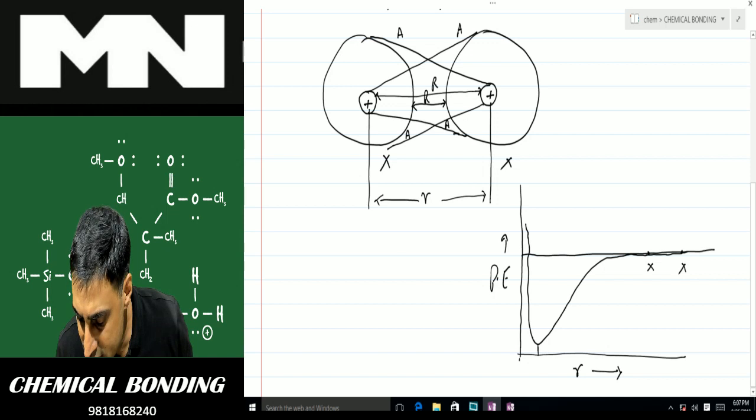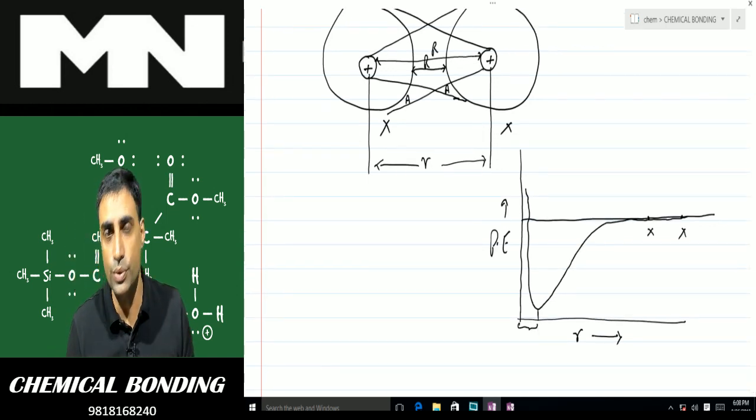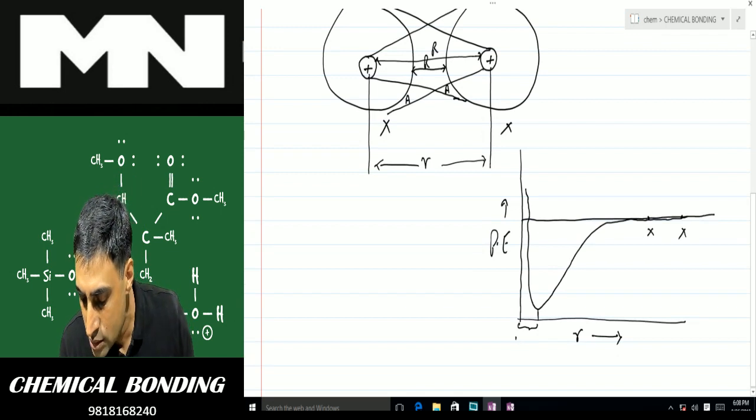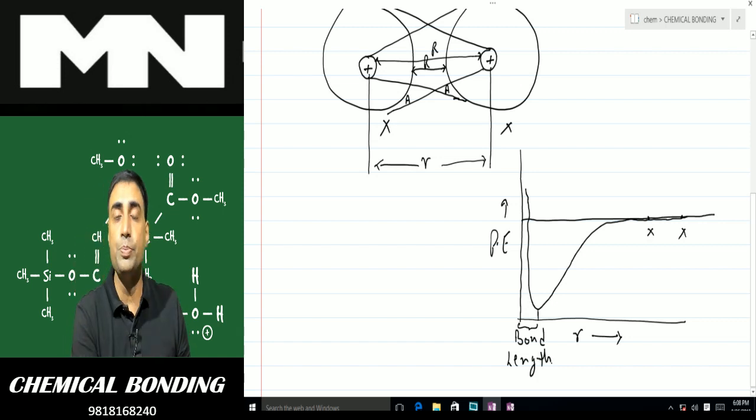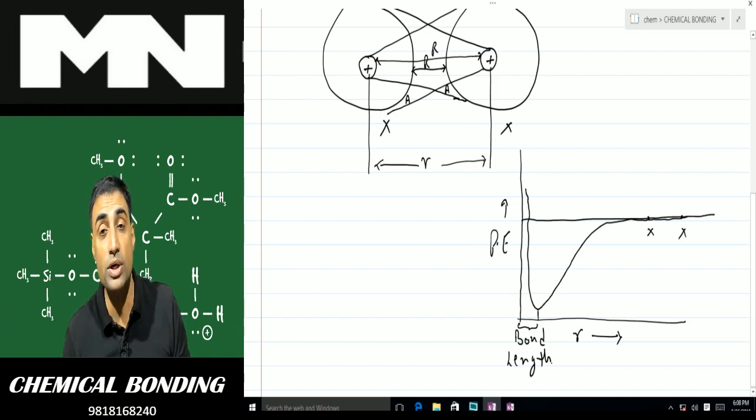This distance, as you can see here, between the centers of the two nuclei is known as the bond length. So what is bond length? It is the distance between the centers of the two combining atoms where the attraction is maximum and the repulsion is minimum. So at bond length, the energy of the two combining atoms is minimum. So this is what bond length is.